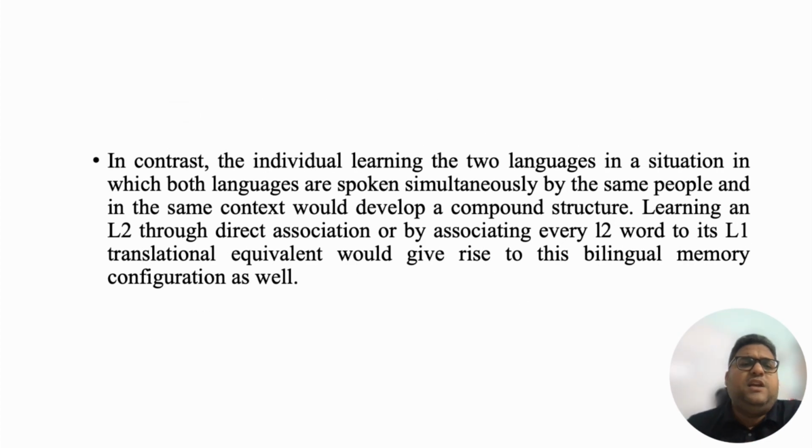In contrast, if the individual learns the two languages in a situation in which both languages are spoken simultaneously by the same people in the same context, then the learning individual would be more prone to developing a compound structure, because both these signifiers have actually been linked to each other as well as they have been linked to the signified. So learning an L2 through direct association, or by associating every L2 word to its L1 translation equivalent, would actually give rise to this kind of memory configuration.